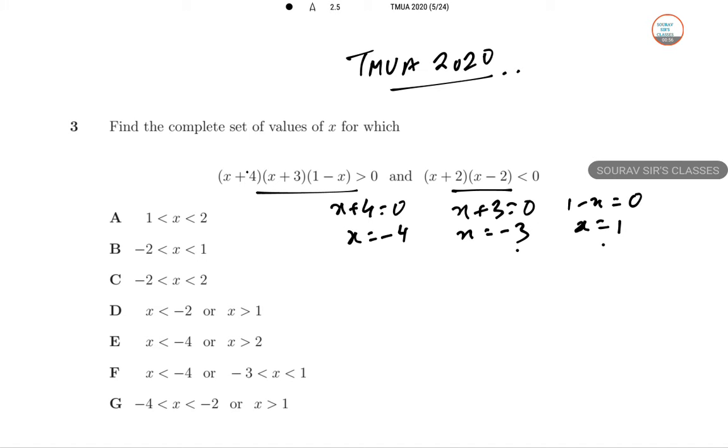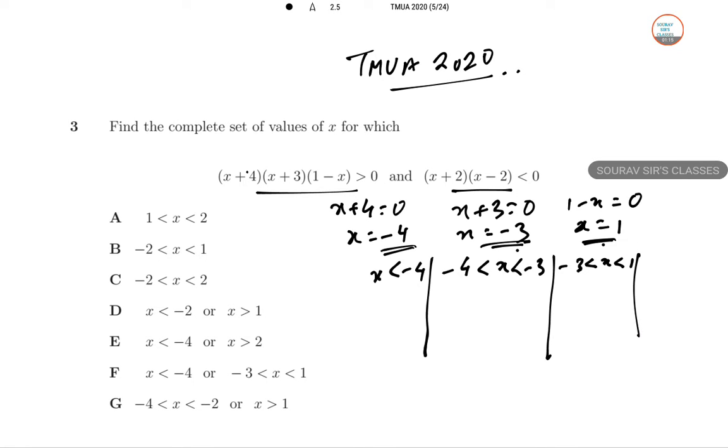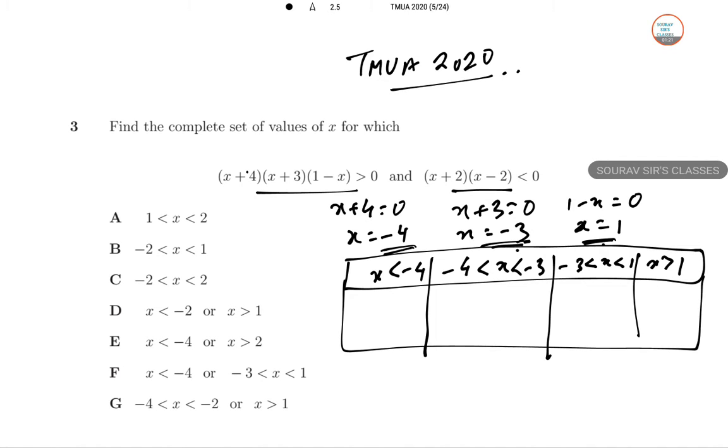Let's see this. What is the lowest number? That's minus 4. So x less than minus 4 is one possibility. Then it lies between minus 4 and minus 3, which is the second zone. Then minus 3 to 1, or it is more than 1. If I do this, then all possible values of x are taken into consideration.